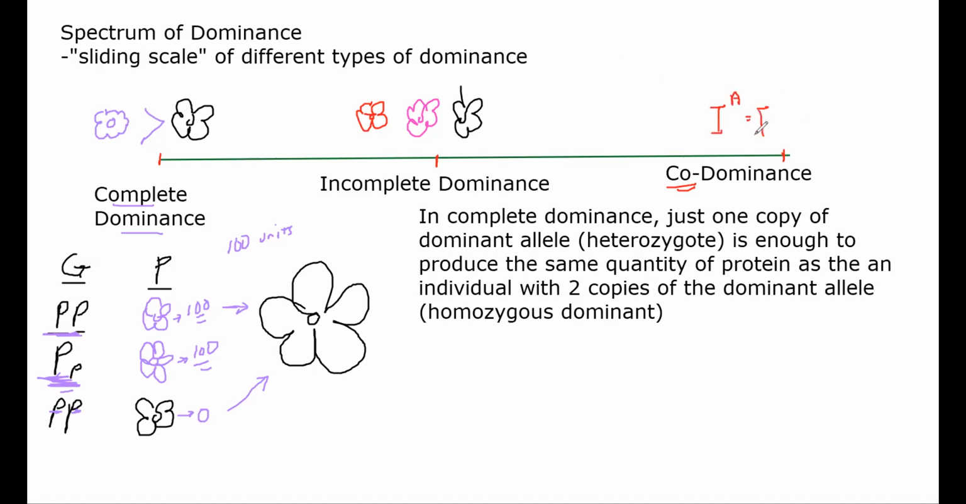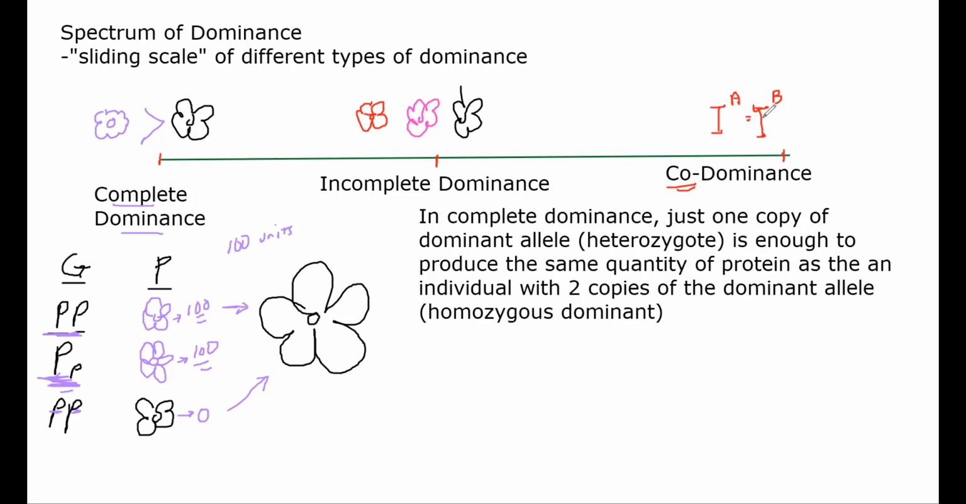In other words, this is different than both examples before because remember, red and white, right? Sorry, let me rephrase this. White is a lack of red. Pink is an in-between of red and white. But in this case here, A and B are actually equal to each other because A and B actually code for different proteins, okay? Not a lack of proteins.